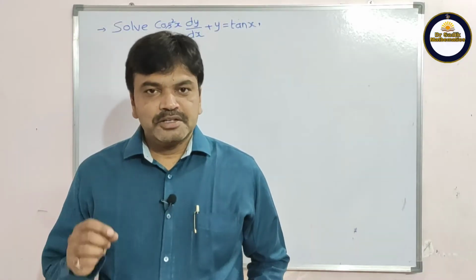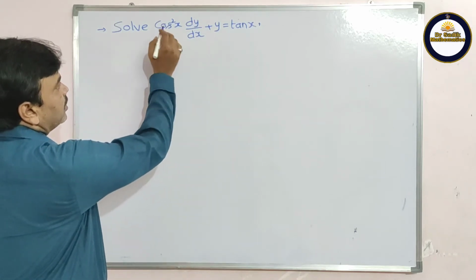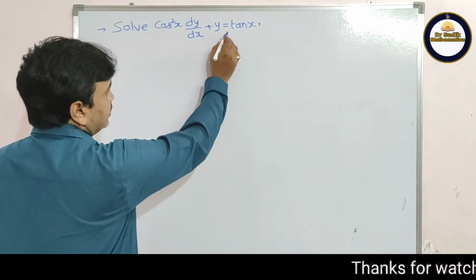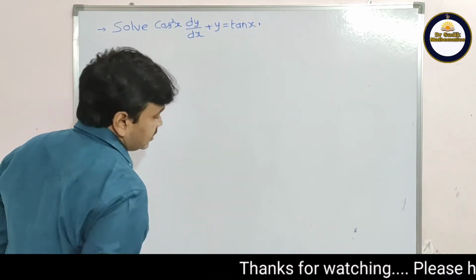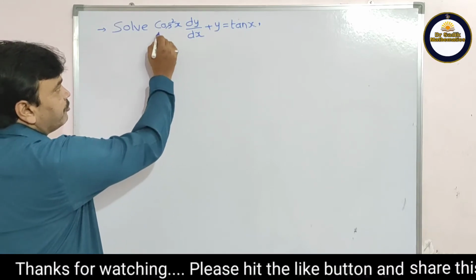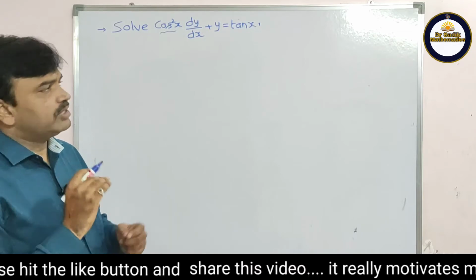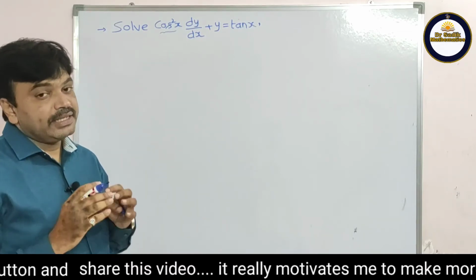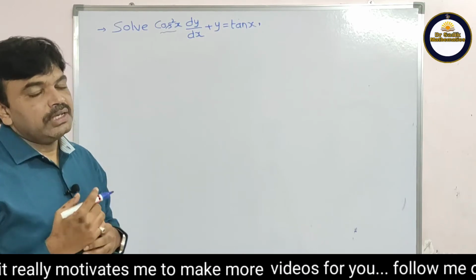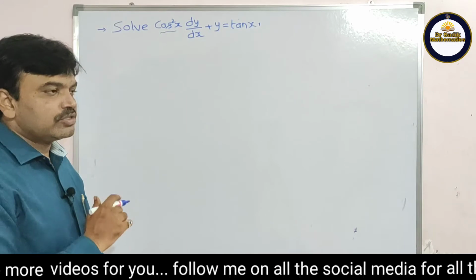Let us see another problem, friends. Solve cos square x dy by dx plus y is equal to tan x. Now if you observe the problem, we have an extra term, friends, cos square x. If we divide with cos square x, then we can reduce this equation into a linear equation. Let us see the solution.